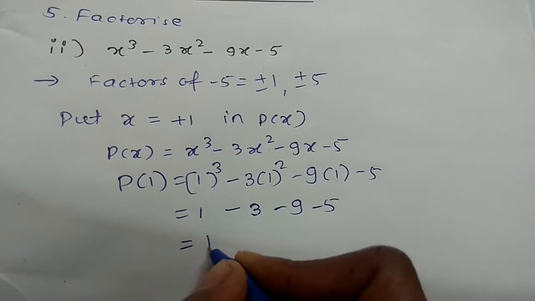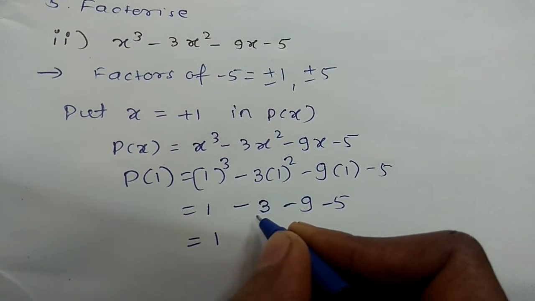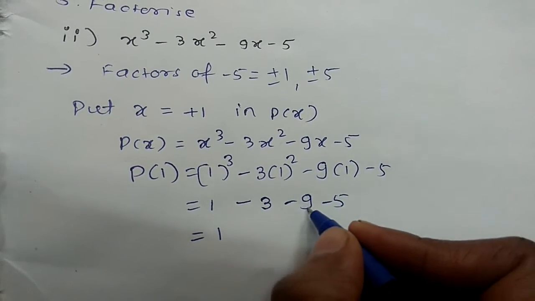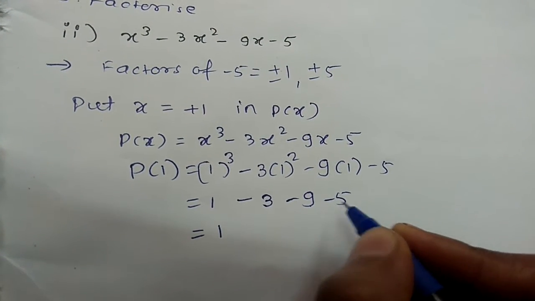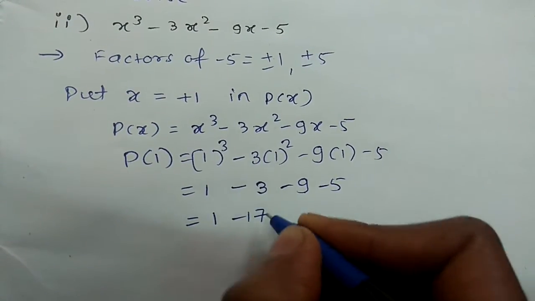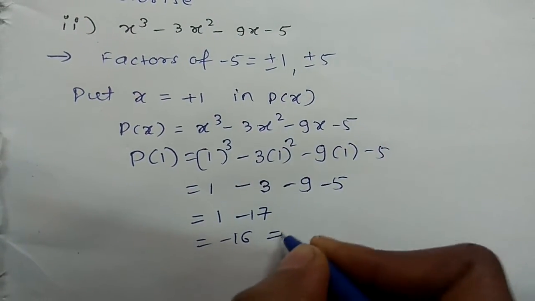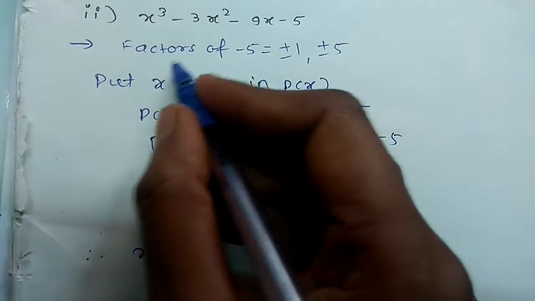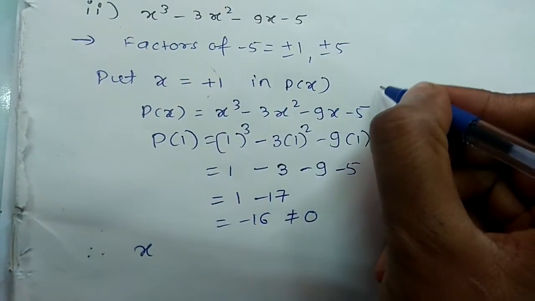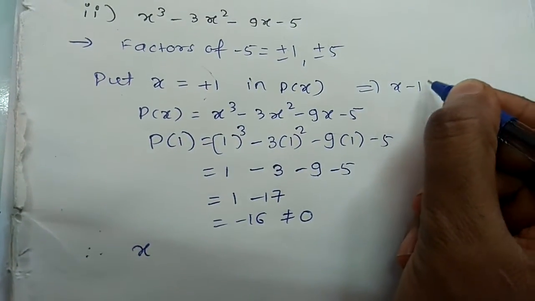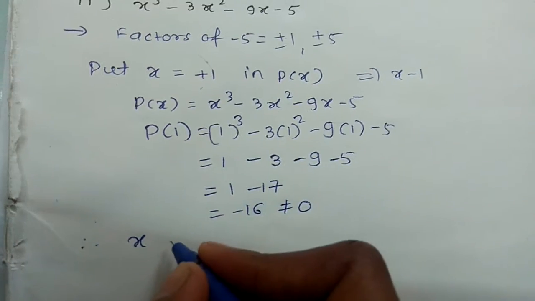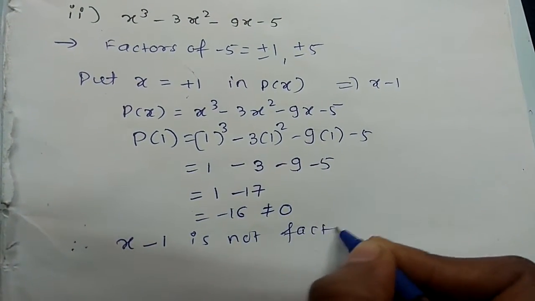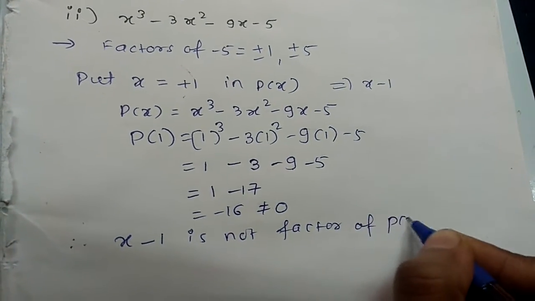You can see here these all have a minus sign, so we'll add them up. 9 plus 5 is 14. 14 plus 3 is 17. So minus 17, and plus 1 gives minus 16, which is not equal to 0. Therefore, and we know how to write this in factor form, it will be x minus 1, because we want this to be a. So x minus 1 is not a factor of the given polynomial in x.